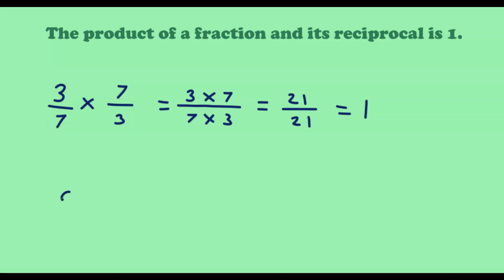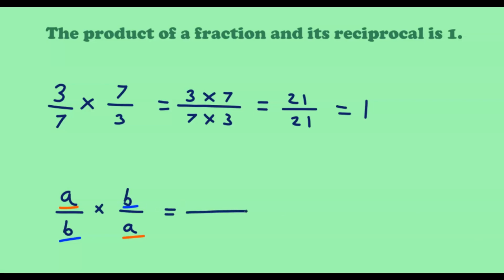Basically, if we have any fraction of the form a divided by b, then the reciprocal of that fraction will be b divided by a. This is because the numerator of the original fraction a is the denominator of the new fraction, and the denominator of the original fraction b is the numerator of the new fraction. So the reciprocal of a/b will be b/a, and what happens when we multiply these two?